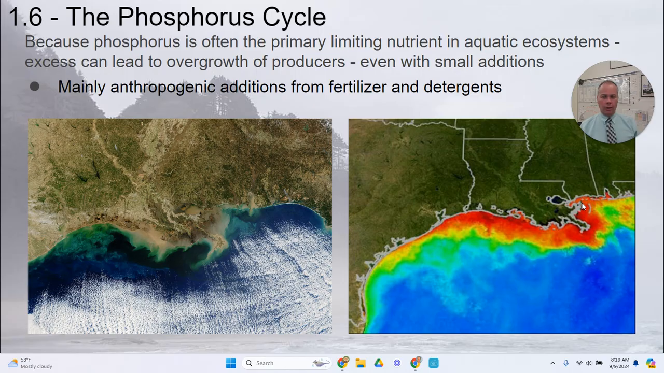Another source I forgot to mention of phosphorus is detergents, soaps, laundry detergent, etc. They often contain phosphorus, and when they go into our wastewater, if they're untreated, if they're not removed, then those phosphates can leach into the water as well.